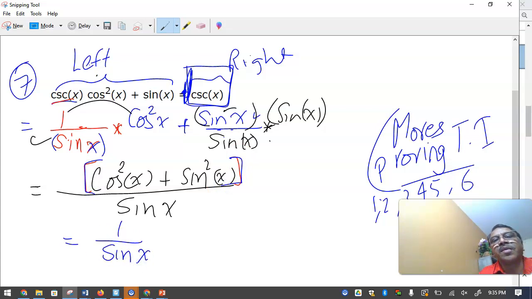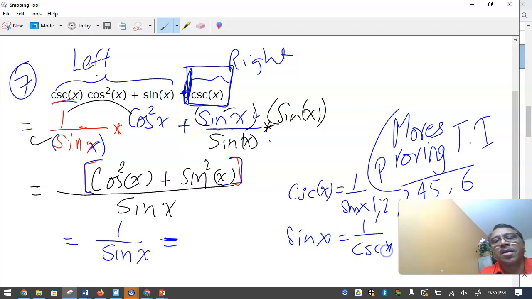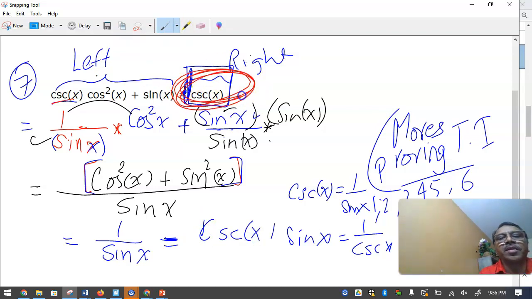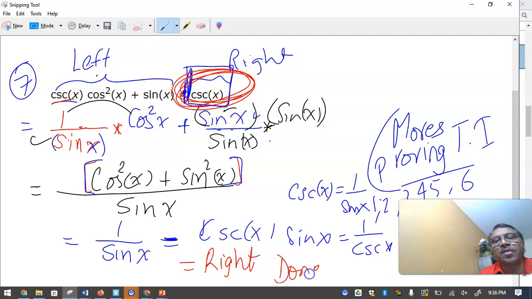And 1 over sine x, by the definition of cosecant, the reciprocal identity, cosecant is 1 over sine x, or you can also write sine x as 1 over cosecant x. And there you go, this is cosecant of x. That was the cosecant x that we needed, and we really got it. I call this the right-hand side, and we are done. So that's all you're supposed to do.